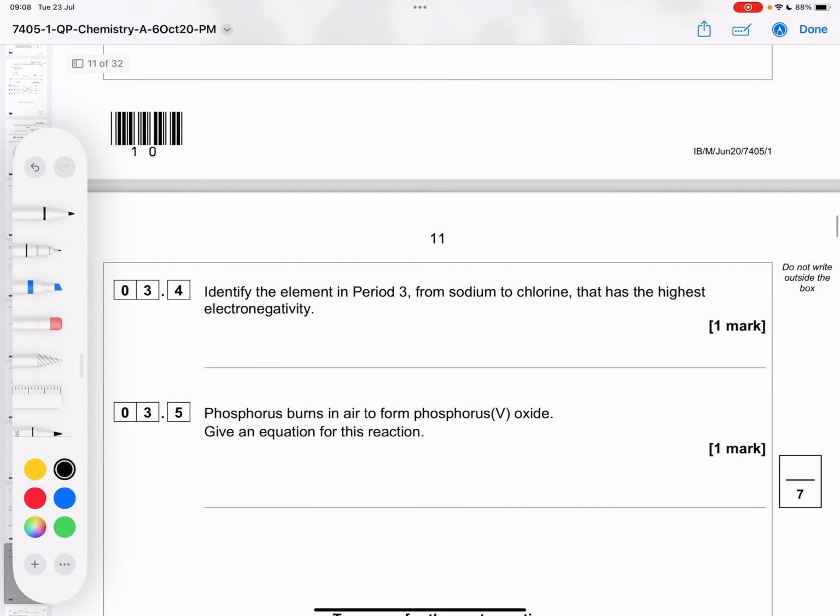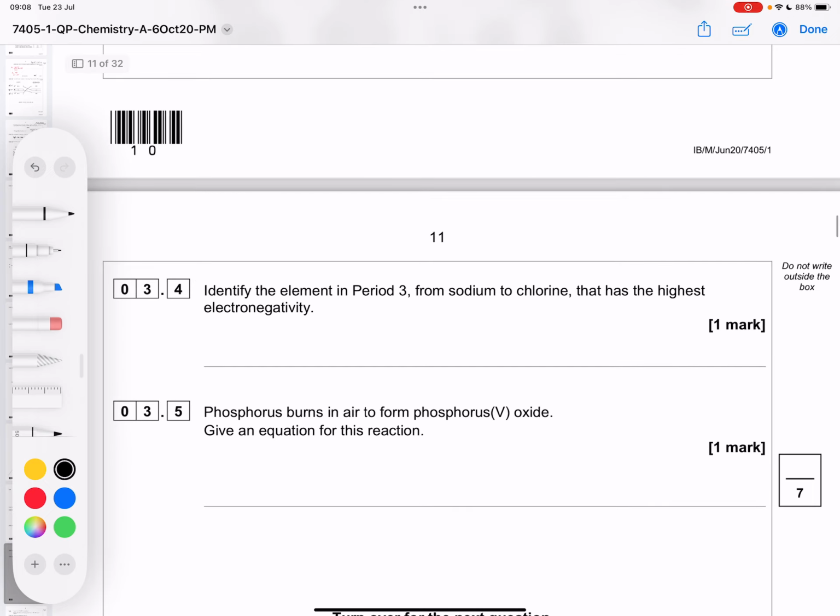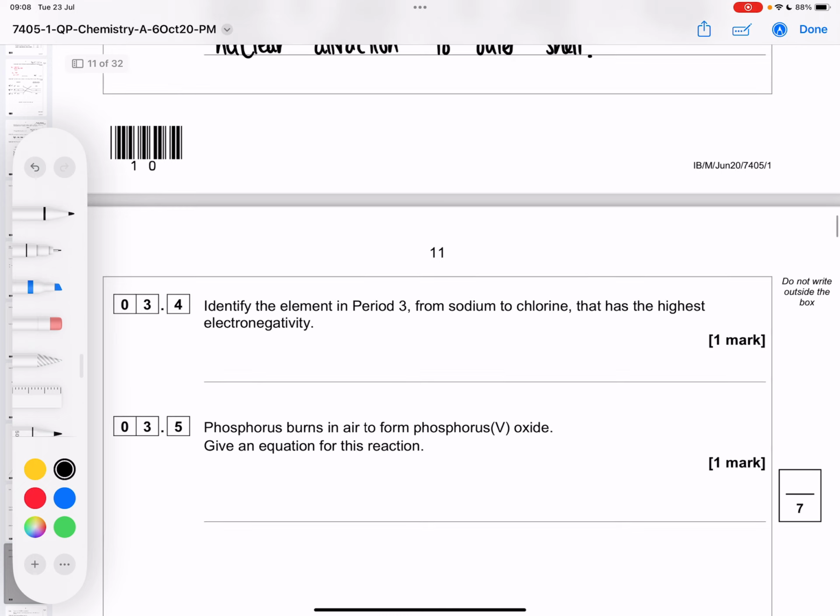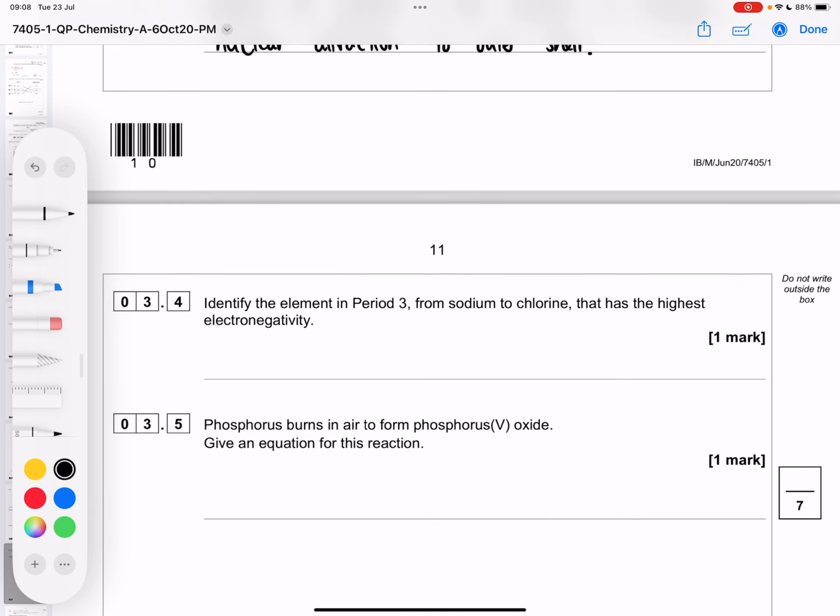Identify the period 3 elements from sodium to chlorine with the highest electronegativity. So for the same reasons as above, as there are more protons in the nucleus, the power of the nucleus to attract the pair of electrons in the covalent bond increases. So chlorine would have the highest electronegativity.